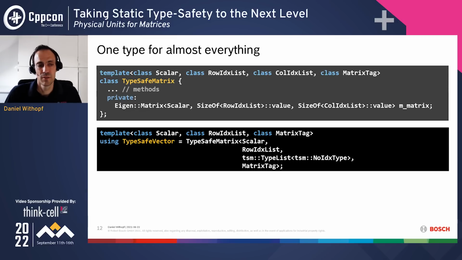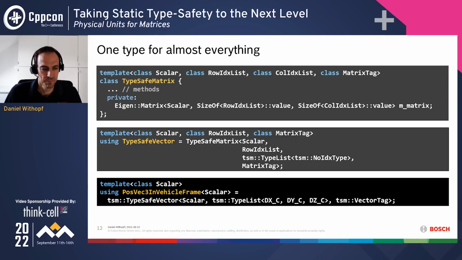Now we can create our first type alias to make usage a little bit easier. So this here is a type-safe vector. And that's simply a type-safe matrix with a given scalar type, row index list, and matrix tag. The only thing that's special here is that we use a type list with a no index type as column indices. This is sort of an empty index type that does not influence the physical units in such a vector or matrix. Because in a vector, you only have the rows which influence the physical unit, and the column is just a no-op sort of in the index space.